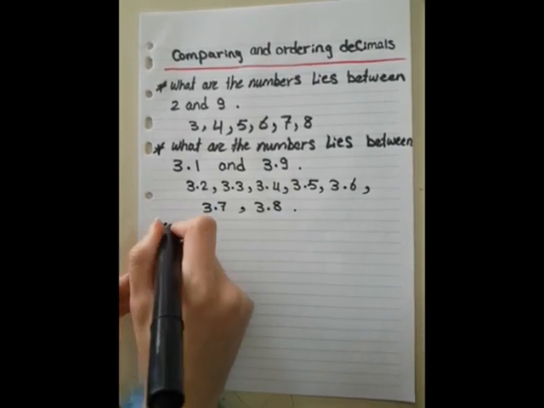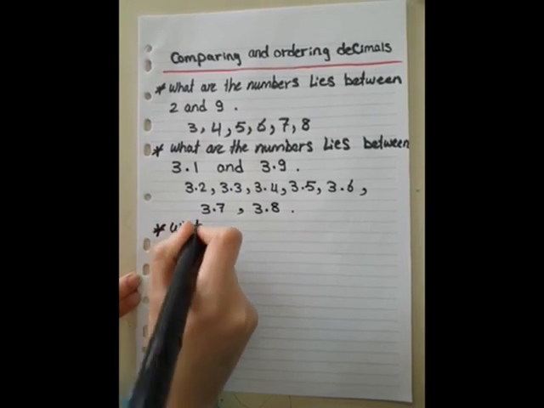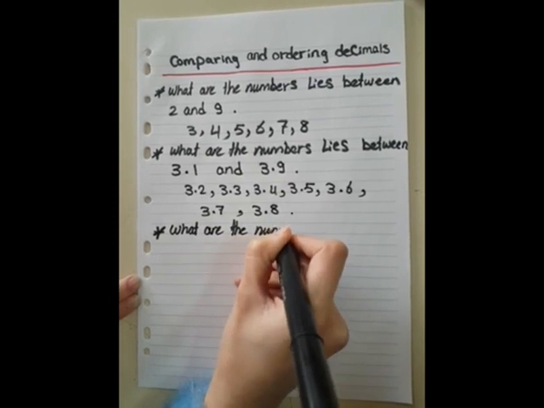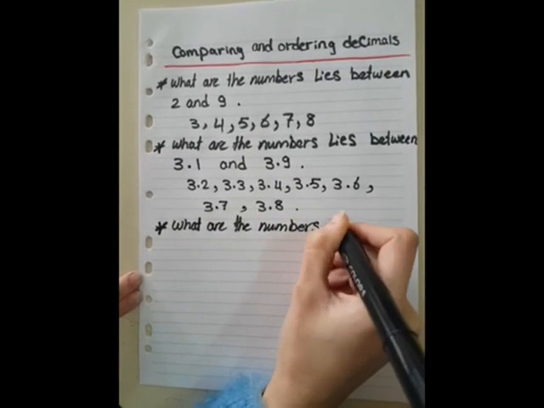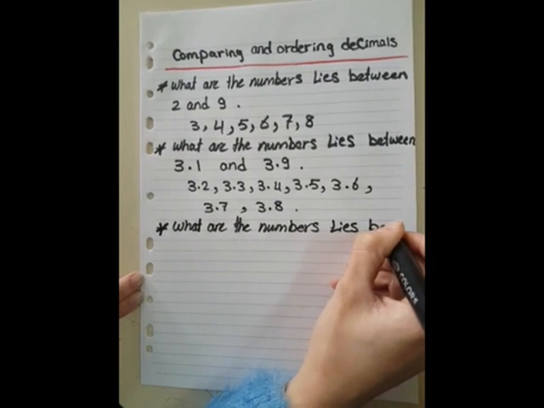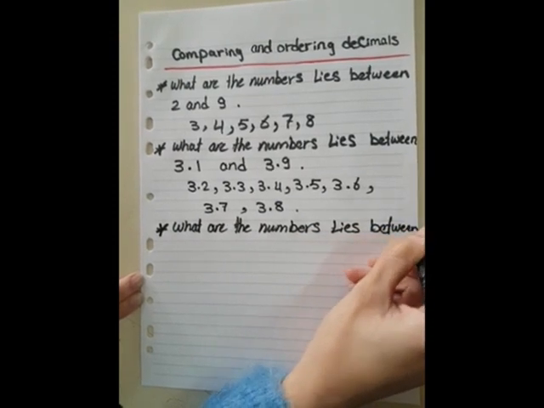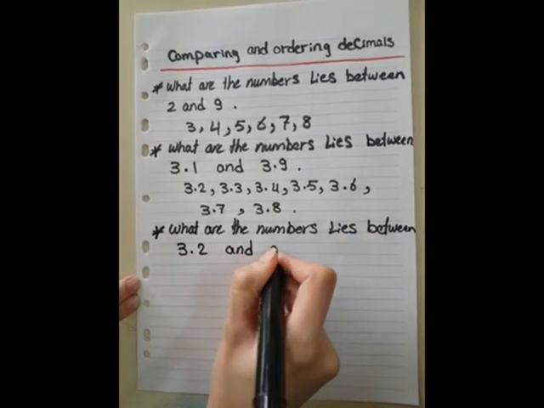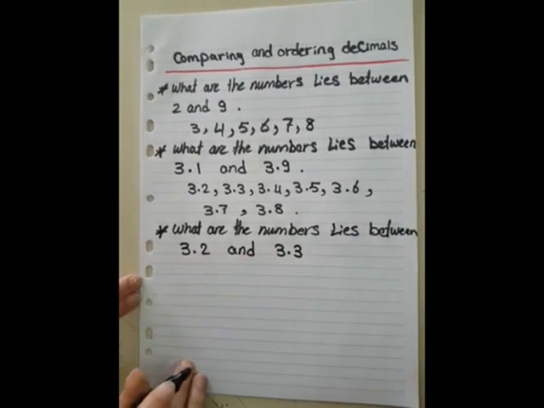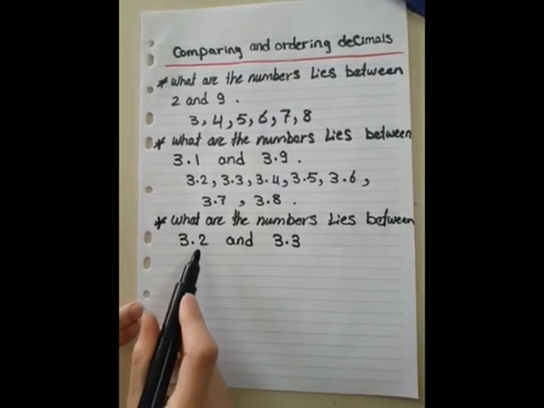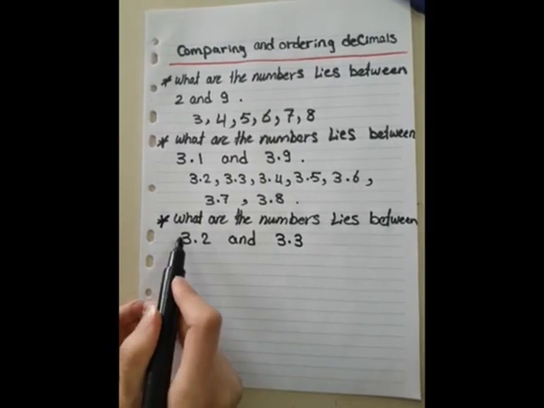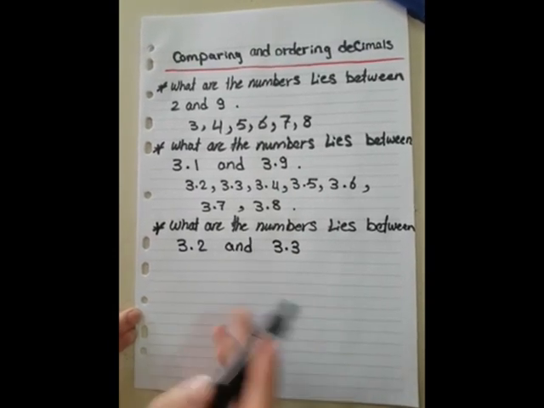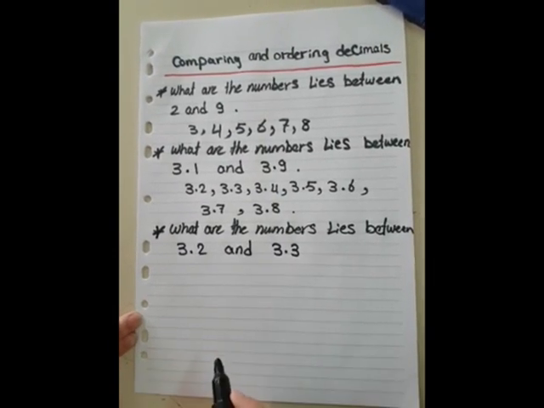If we have a question, what are the numbers that lie between 3.2 and 3.3? Do we have any numbers that lie between the 2 and the 3? Here we have the same whole number. Do we have any numbers that lie between the 2 and the 3? Of course not. So here, what shall we do?